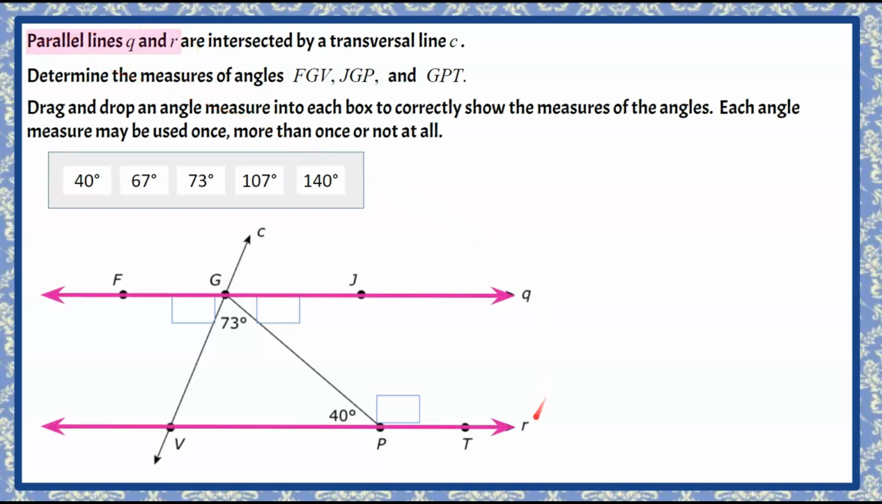Parallel lines Q and R, meaning they are equidistant apart, always and forever. They will never intersect. And we are told that they intersect by a transversal line. So line C is a transversal. It intersects both of these lines that form the parallel lines. So it transverses across and forms a bunch of unique angles.